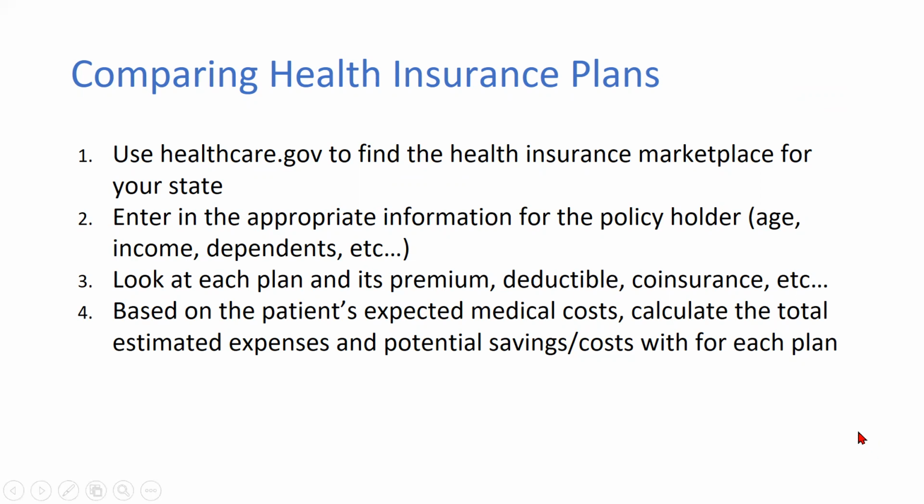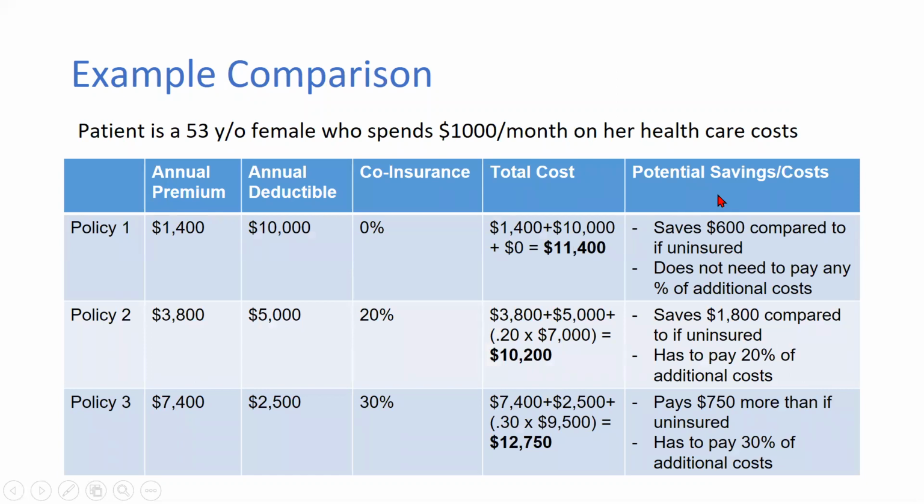So that was a lot of information, but I'd like to put it into an example for you. So we've got a 53-year-old woman who spends $1,000 a month on her healthcare costs. That's $12,000 a year that she's paying if she does not have health insurance. Now, if we're looking at 3 different policies here, say I've already gone to healthcare.gov, chosen the state, gotten policy options, I've got 3 of them here. They've got different premiums, different deductibles, and different co-insurance rates, and we have to see which one is best for her.